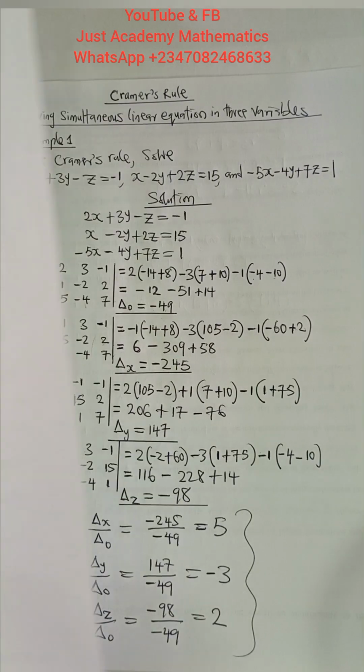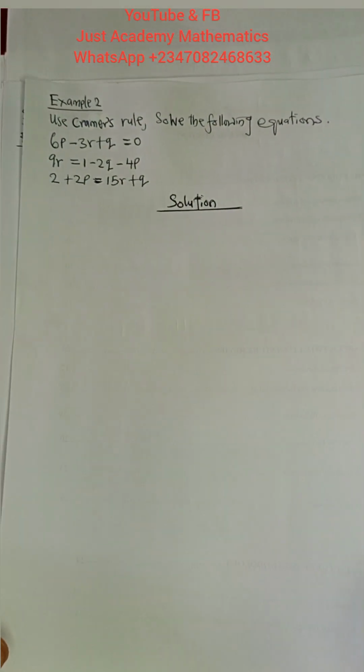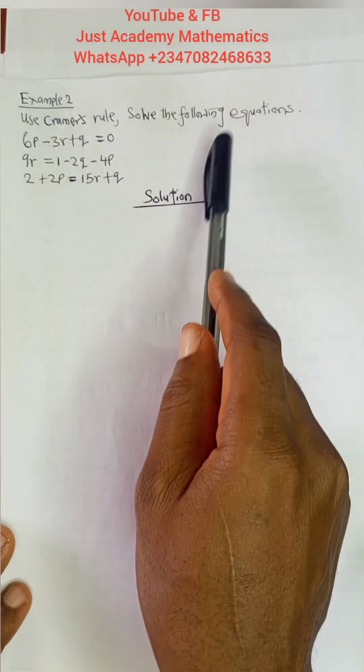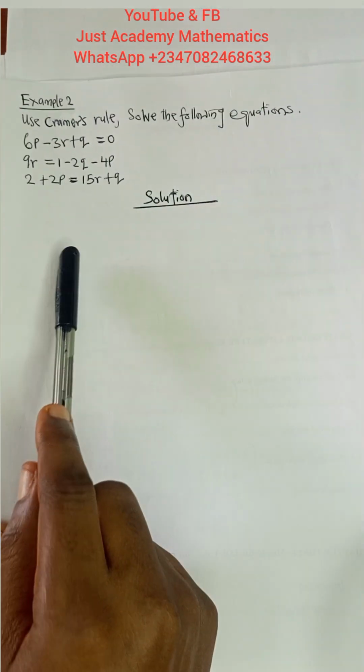Let's do one more. Let's take on one more before we close. So we have example 2 here. Use Cramer's rule to solve the following equation. Because of space, I want to utilize here first, then we'll come down here.